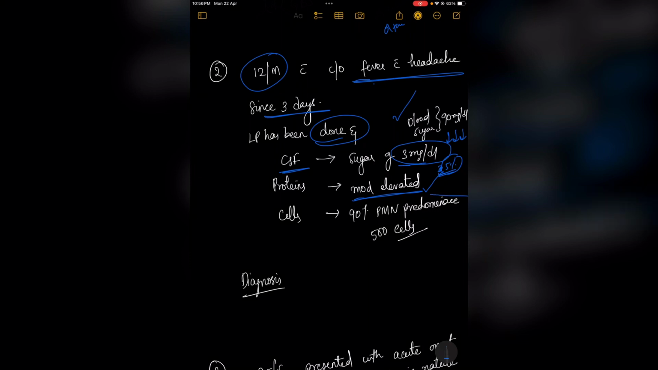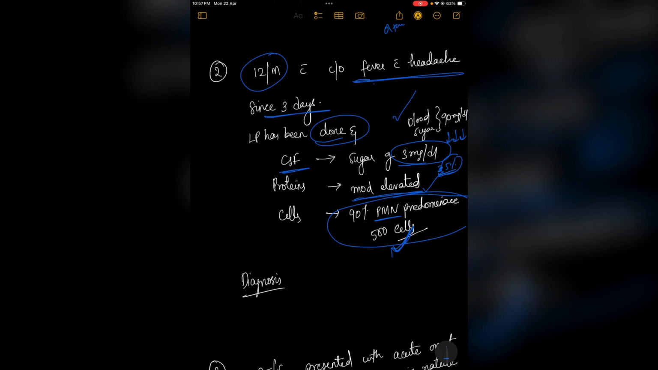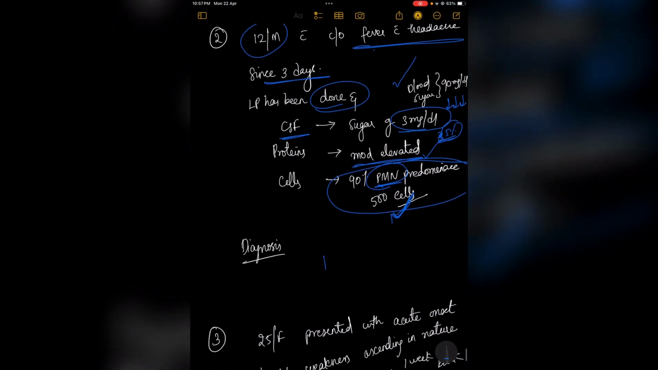Moderately elevated proteins. There is one more classic clue: 90% neutrophil predominance and 500 cells. Normal cells are 5. Here there is pleocytosis which has neutrophil predominance. This is classic pyogenic meningitis.